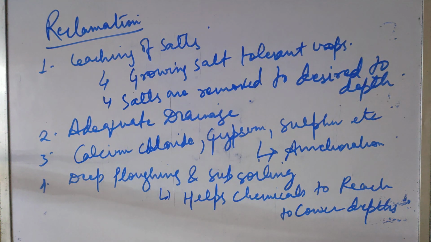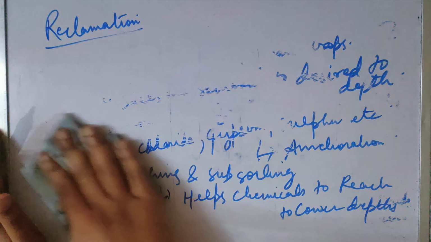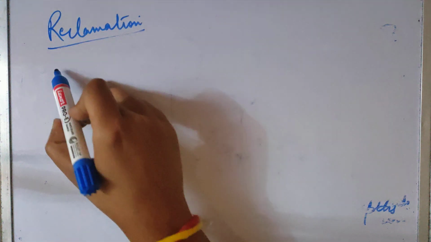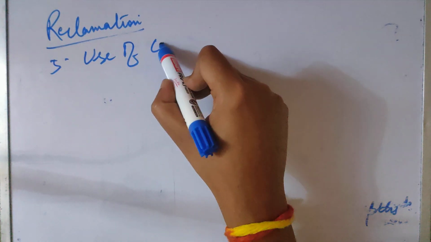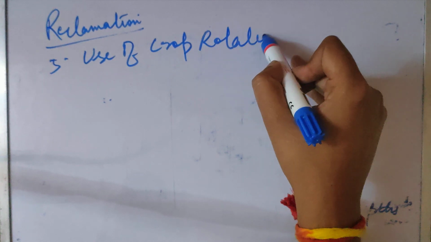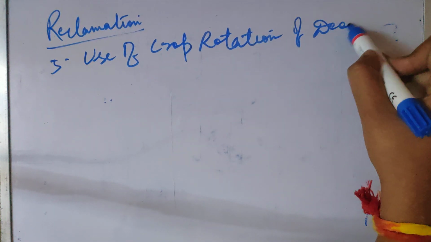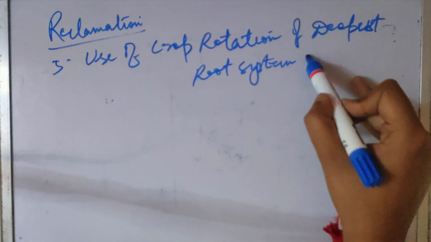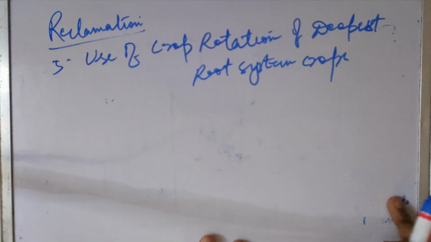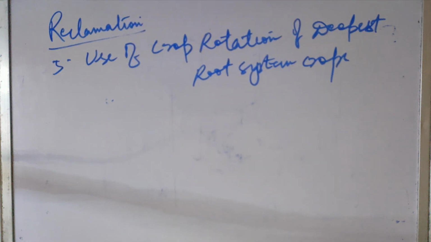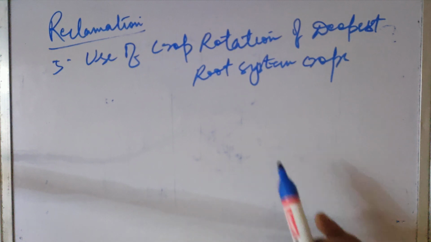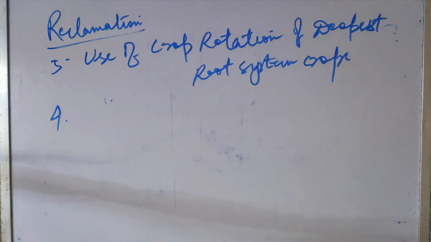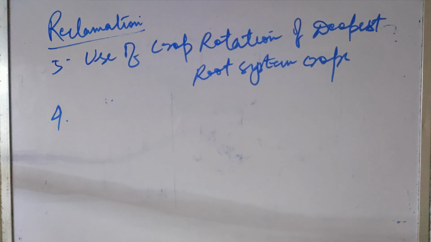Moving on to the next points. That is use of crop rotation with the deepest root system crops. The crops with deep roots, because we know in saline soil salts are accumulated in the upper layers of soil, so the deep root crops are less impacted as they absorb nutrients from the deeper interior of the soil, hence less affected by the salts.